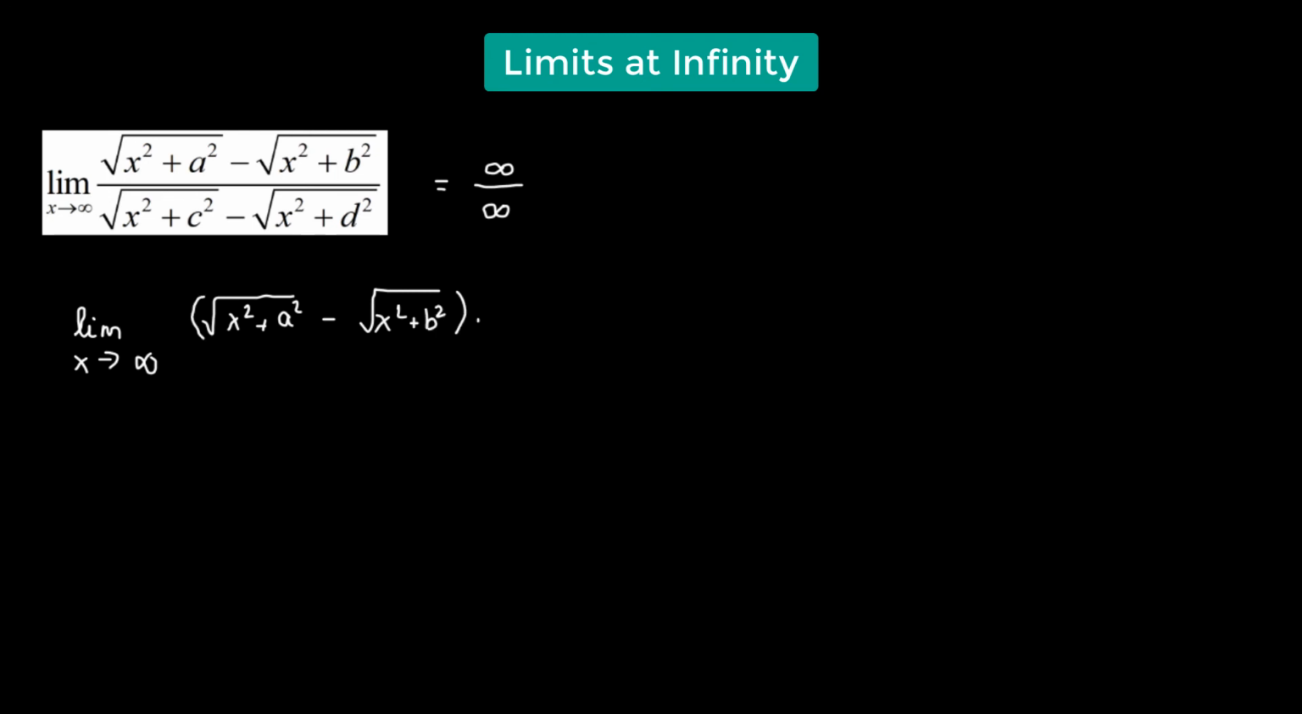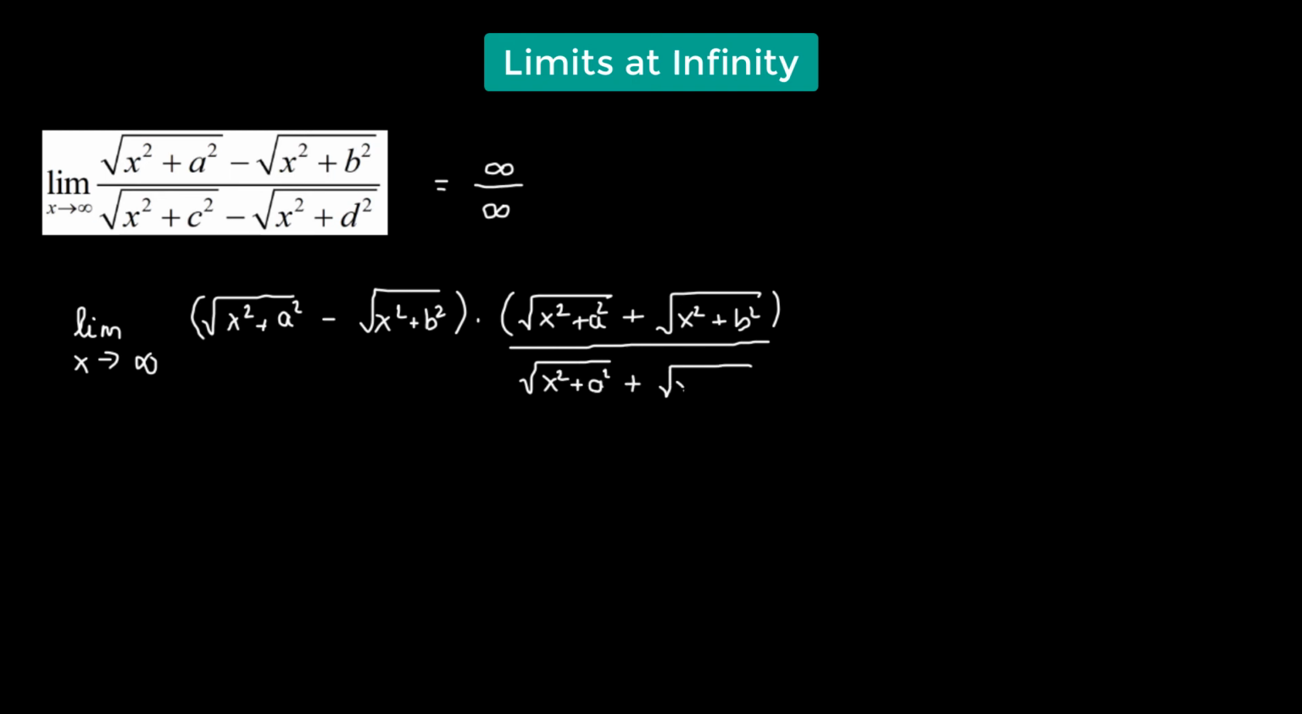So the conjugate of this function is going to be square root of x squared plus a squared plus square root of x squared plus b squared. Now we have to multiply to the denominator as well. So we have x squared plus a squared plus x squared plus b squared.